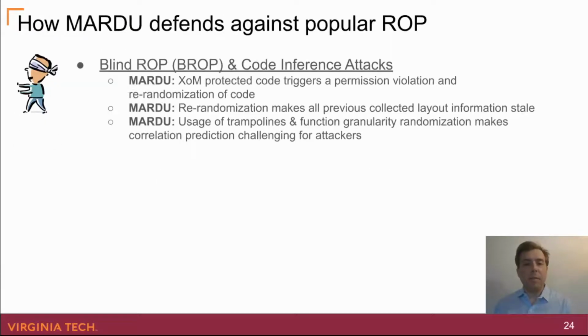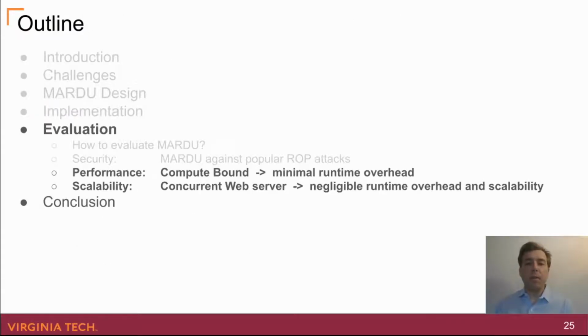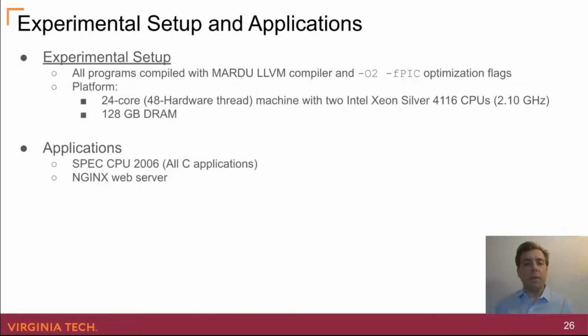For security, one popular attack variant is the code inference attack. These attacks set out to use a code vulnerability to leak a code address to the attacker, and with this, leapfrog across functions to eventually uncover the entire code layout. MARDU circumvents this by protecting the entire code region, including trampolines, with execute-only memory. We evaluate MARDU against a few other attacks, however, please see the paper for this analysis. Finally, we look at MARDU's performance and scalability. For our performance evaluation of MARDU, we use SPEC CPU 2006 as a compute-bound benchmark suite. We evaluated all C language benchmarks as our current prototype does not support C++.